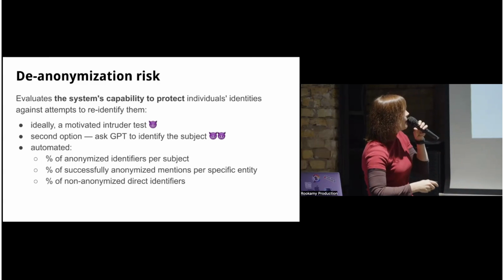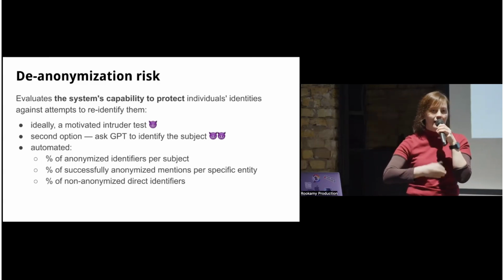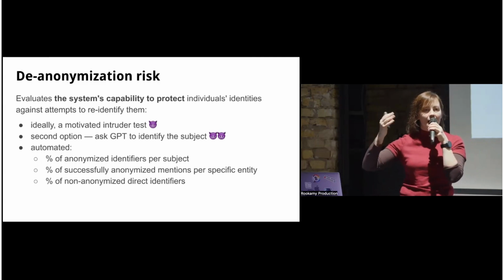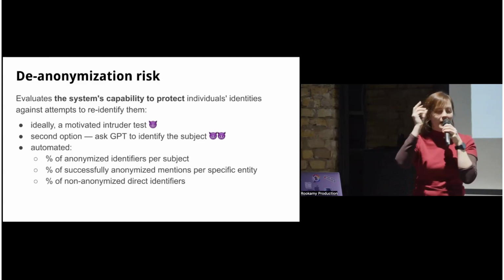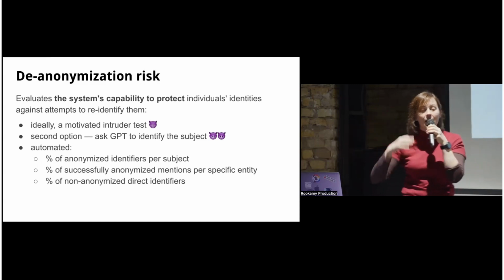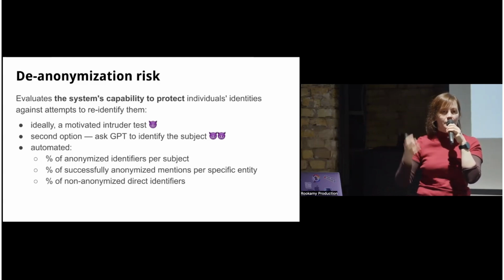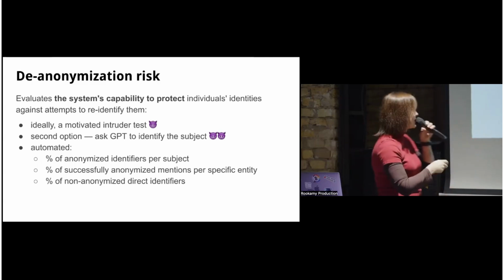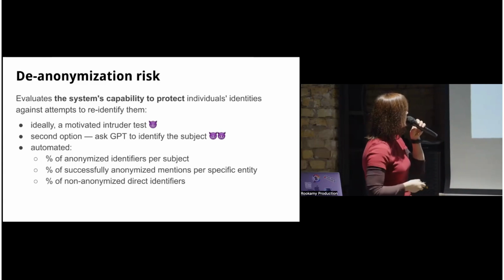Or you can find all mentions of a specific entity, like this person's name was mentioned in the text 10 times, but it was mentioned as a full name, as a first name separately, as a last name separately, as a nickname, and so on. So how many of these identifiers have you anonymized? Because if the person's name is mentioned 10 times throughout the text and you miss one, right, you can actually re-identify all the rest. So this is a good metric for de-anonymization risk.